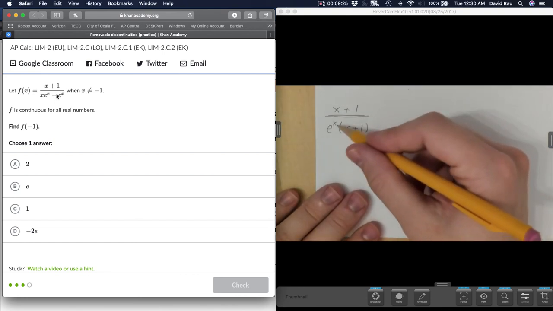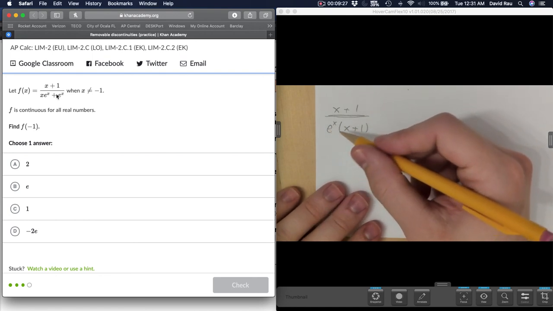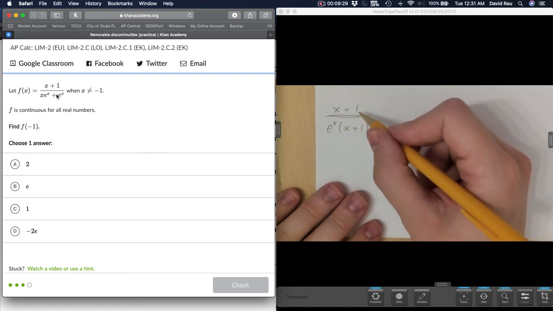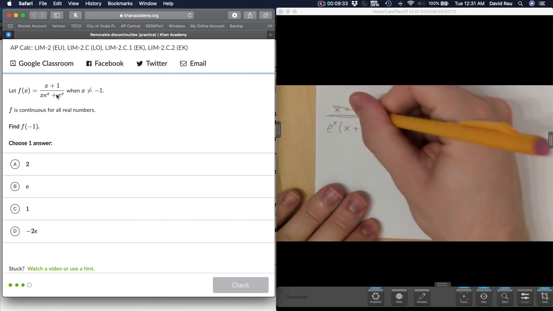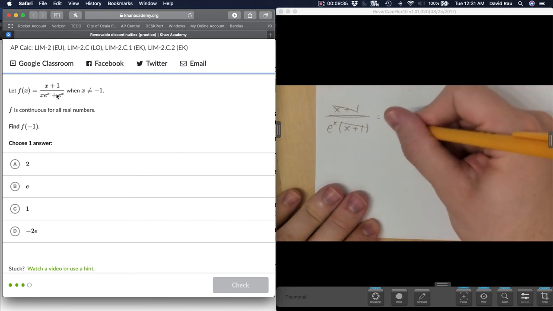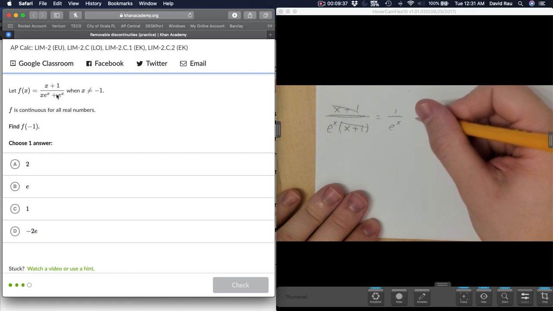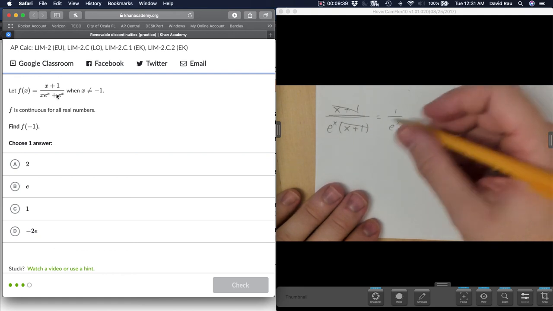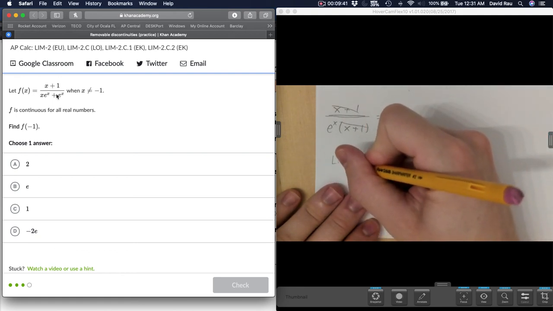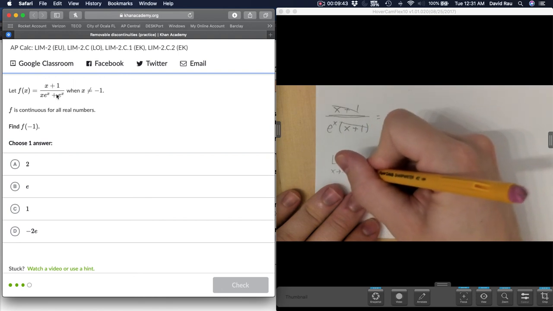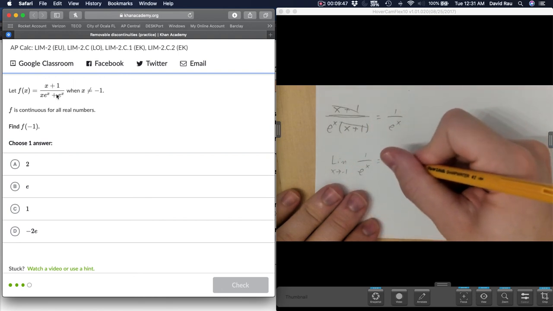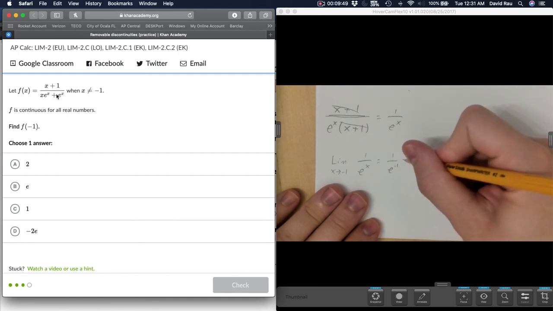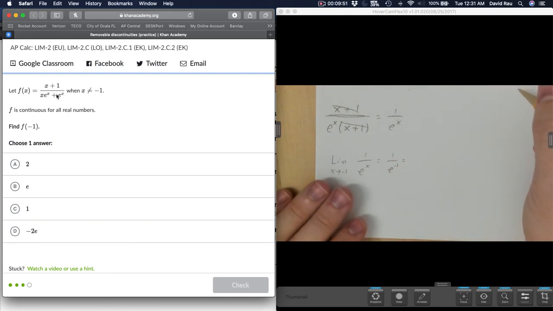So once you realize that the e to the x cancels out, well, look what we have. We have x plus 1 on the top, and we have a factor of x plus 1 on the bottom, so those cancel out. We're left with 1 over e to the x. The question is, what is the limit as we plug in negative 1? Now this is, again, going to be a little bit fancy. The limit as we approach negative 1 of 1 over e to the x is really 1 over e to the negative 1. And there's one special rule going on here.